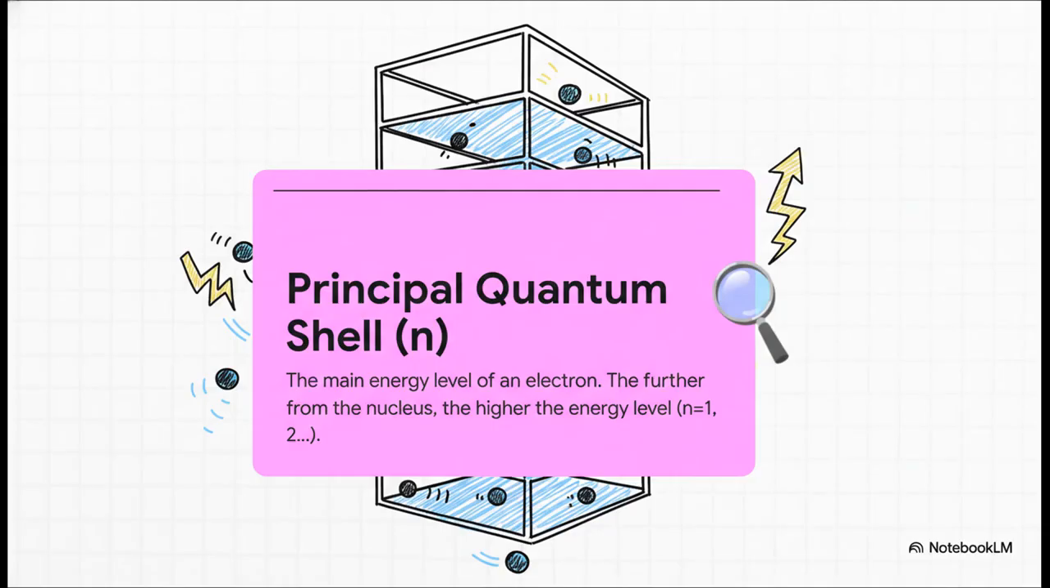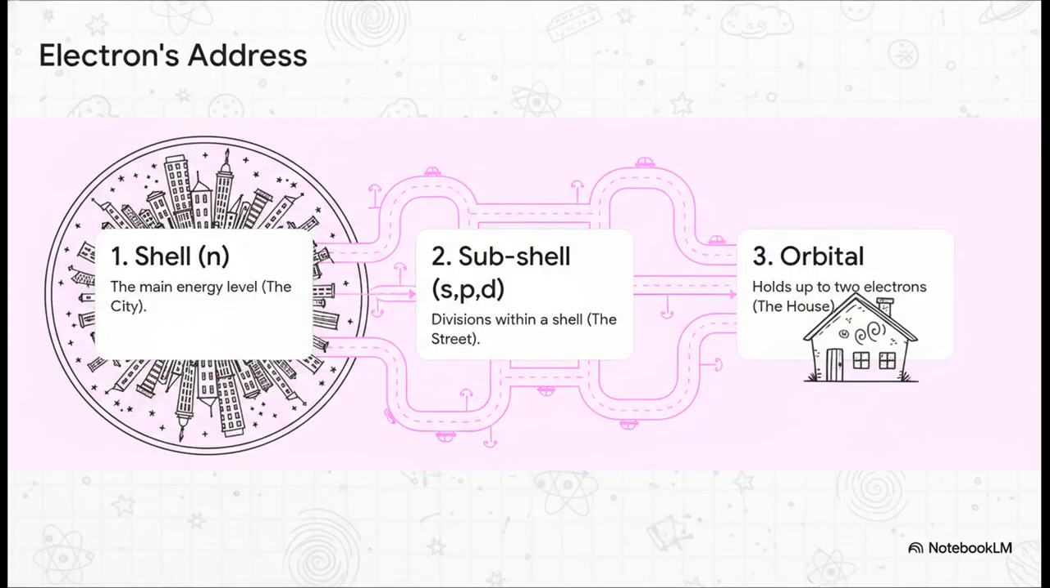Electrons have to live in specific energy levels, or shells. The easiest way to think about it is like an apartment building. The ground floor, which we call n equals 1, is closest to the nucleus and has the lowest energy. As you go up to higher floors, n equals 2, n equals 3, the electrons living there have more and more energy. So to really find an electron, we need its specific three-part address. The shell is like the city it lives in. The subshell is the street, and the orbital is the actual house. And just like a real house, it's got a limited capacity.